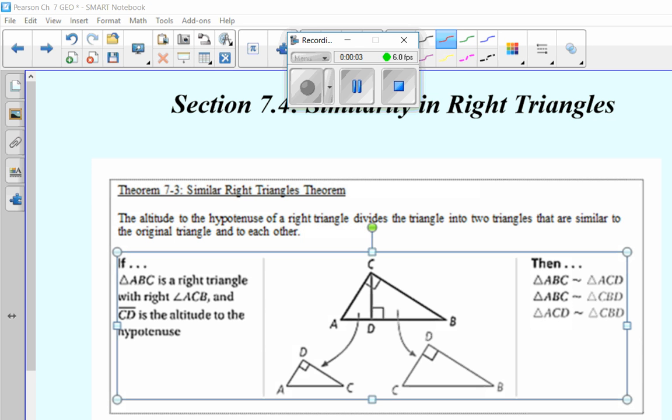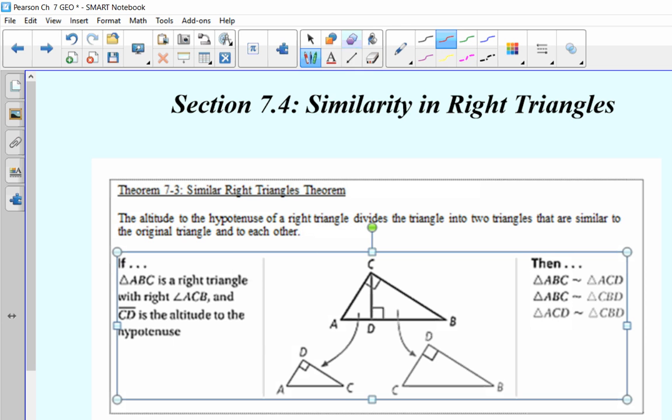Okay, everybody, this is chapter 7.4, similarity in right triangles. So we're specifically going with right triangles in this section, okay? This is kind of a cool section.